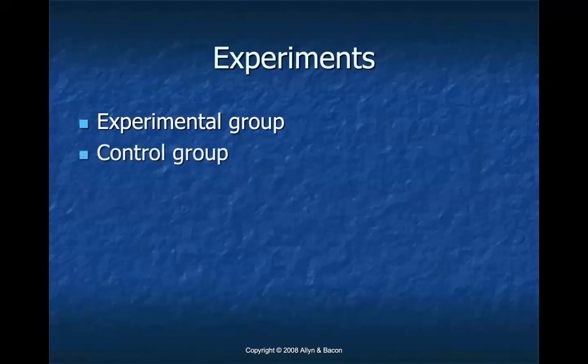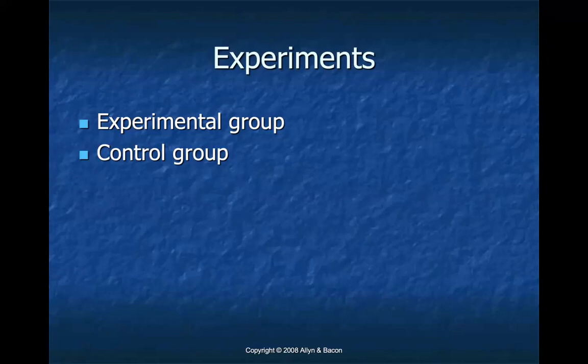Experimental group versus the control group. And you might remember this maybe from biology. Your experimental group is the one that you're going to test. Your control group is the one that you keep the same. When we talk about the experimental group, we're talking about the independent versus the dependent variables.